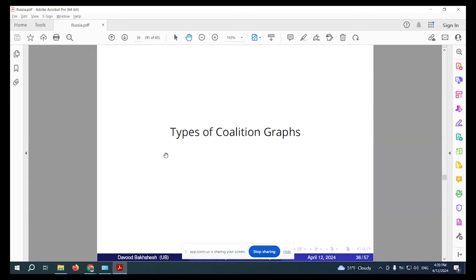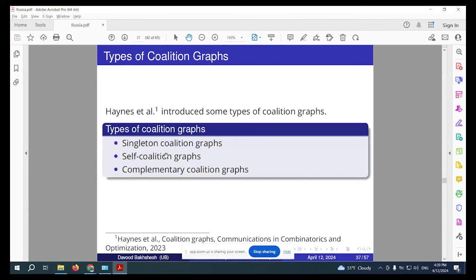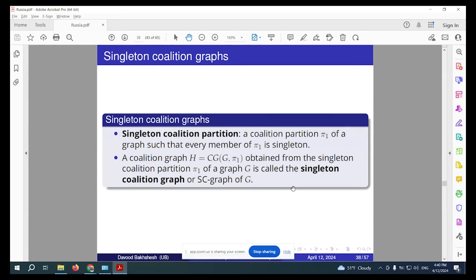Here we will discuss the types of coalition graphs. Heinz and others, in their paper entitled Coalition Graphs, introduced some types of coalition graphs. The types are singleton coalition graphs, self-coalition graphs, and complementary coalition graphs. Here we will define these graphs.